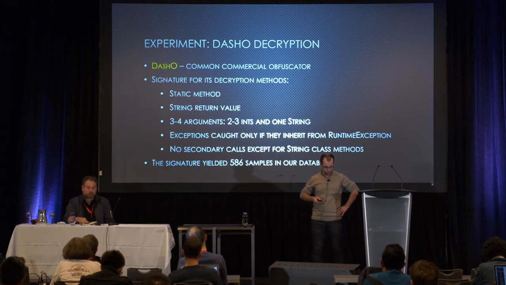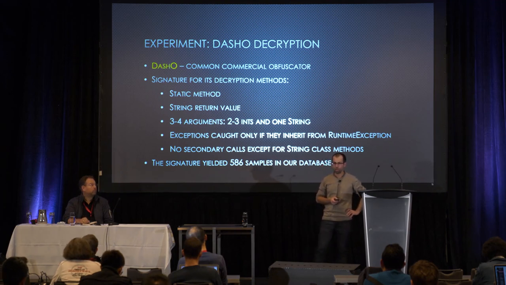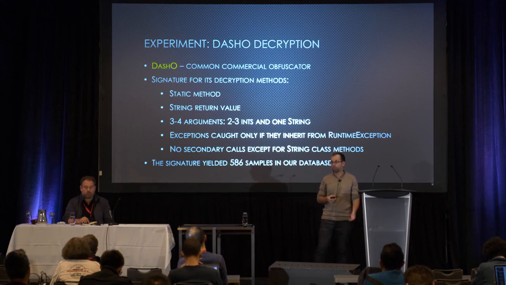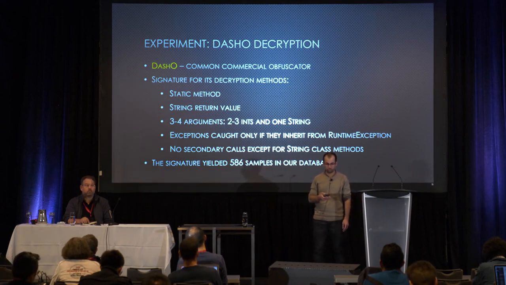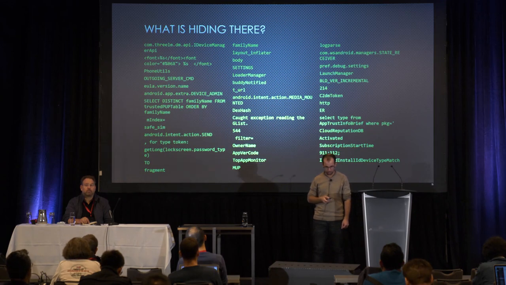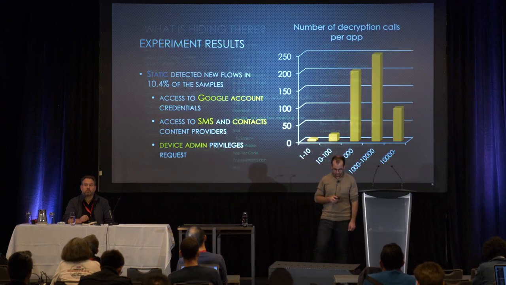So, just quickly about a little experiment that we did to test our approach. We wanted to start with a relatively simple obfuscator, -O. It's a commonly available commercial obfuscator. And the example we previously saw was of code that was indeed obfuscated with -O. So we implemented a signature to find -O samples. We found about 600 samples with -O string encryption in our APK database. And just a few examples of strings we found there.